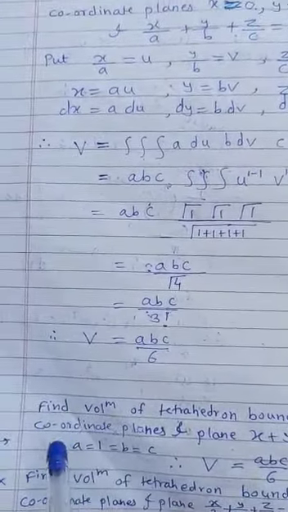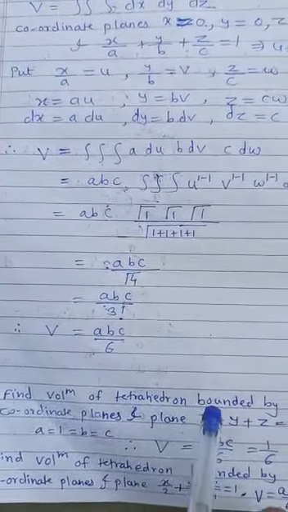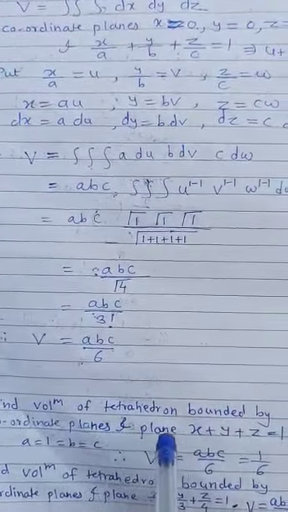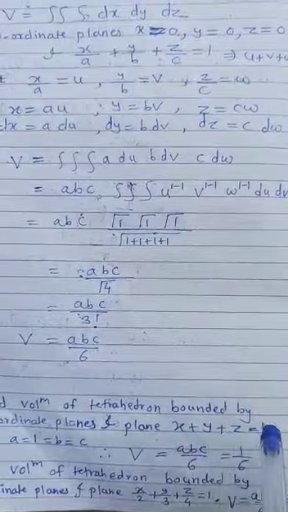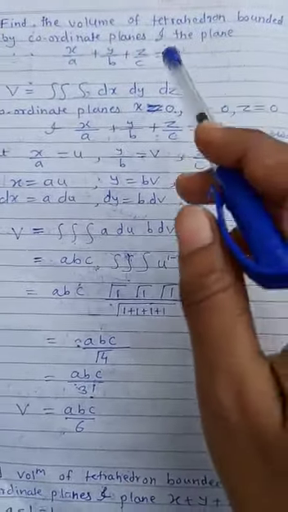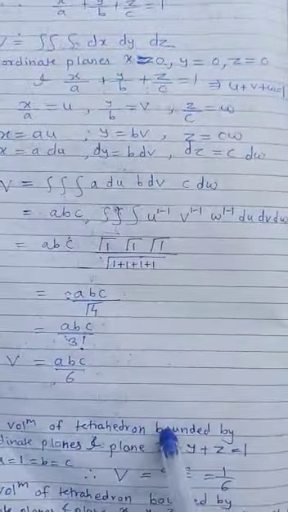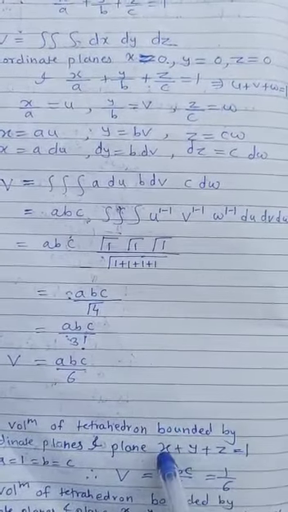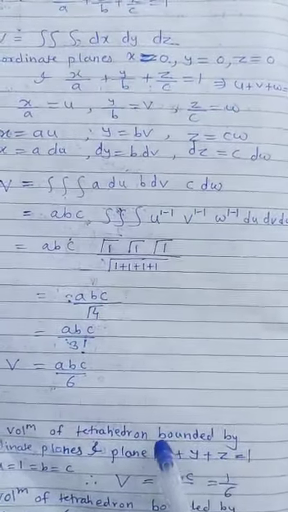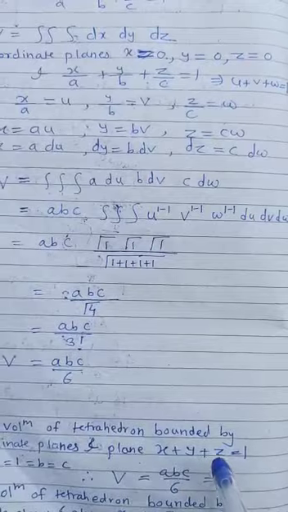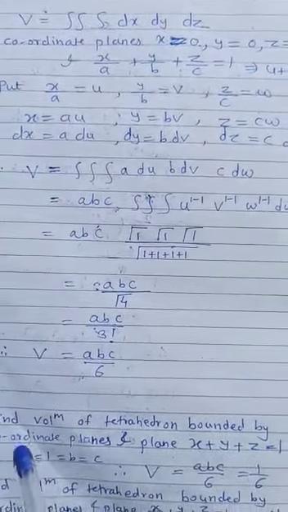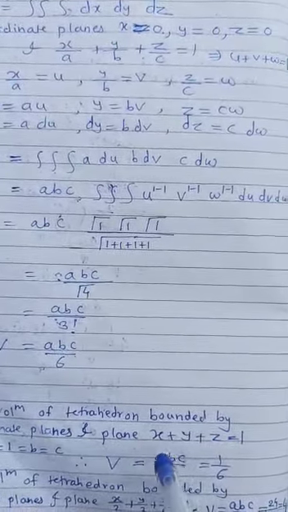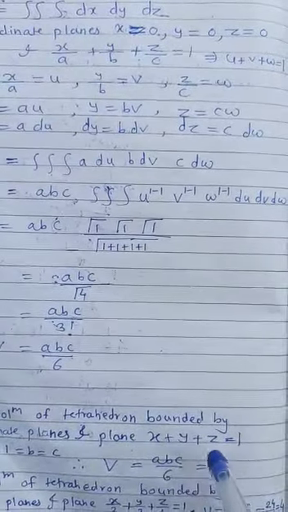Now see the next example. Find the volume of the tetrahedron bounded by coordinate planes and the plane x plus y plus z equal to 1. So this is the general example, and this is the particular case of the general example where a, b, c are 1. X by 1, y by 1, and z by 1. So a, b, c is equal to 1 in this example. So volume will become abc divided by 6 is equal to 1 by 6.